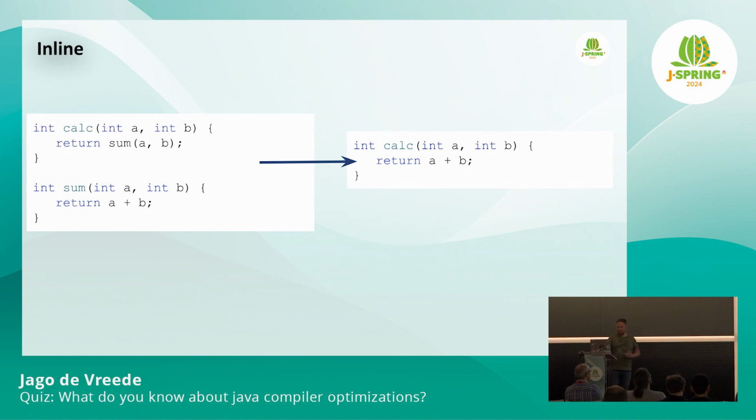So next up, inlining. I think everybody knows what inlining is, but for example, we have a function called calc, and that function calls sum. The compiler will eventually see, hey, we don't want to call sum every time. We can just inline the code of sum in the calc function, and then we can use it. But how far can we take this?